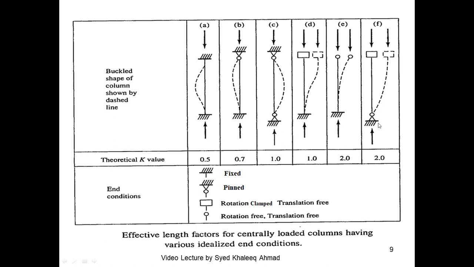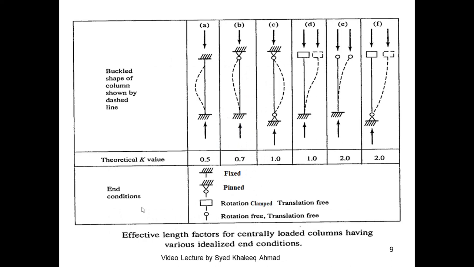Then this case is one where we have pin support. So these are the cases where you can easily find the value of K for different end conditions to find the effective length of the column.